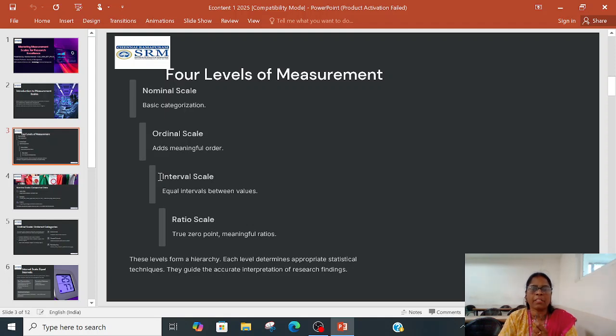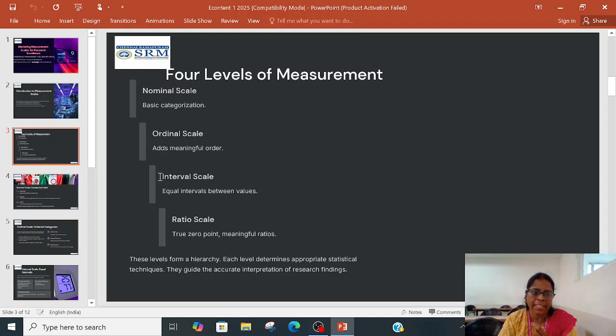There are four levels of measurement. These four levels form a hierarchy. Each level determines appropriate statistical techniques. First, nominal scale. Second one, ordinal scale. Third one, interval scale. Fourth one, ratio scale. In this slide, we will discuss what is what in all four measurement scales.